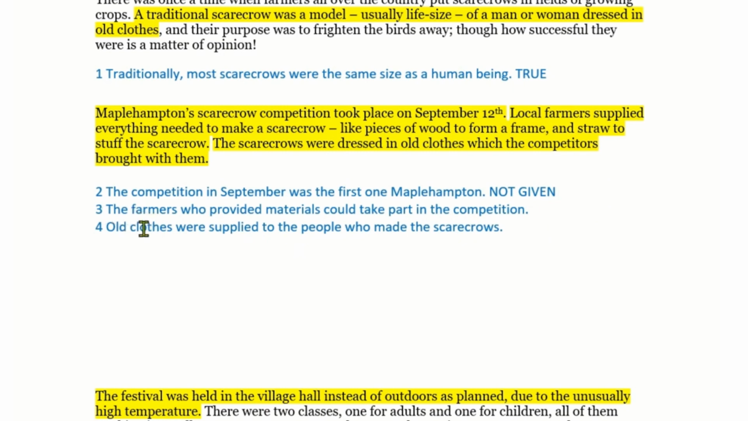And then it says number 3, the farmers who provided materials could take part in the competition. And the next sentence says local farmers supplied everything needed to make a scarecrow, like pieces of wood to form a frame and straw to stuff the scarecrow. The scarecrows were dressed in old clothes which the competitors brought with them. So there's nothing there which says that the farmers can or can't take part in the competition. So again, that one is not given. And then statement number 4, old clothes were supplied to the people who made the scarecrows.